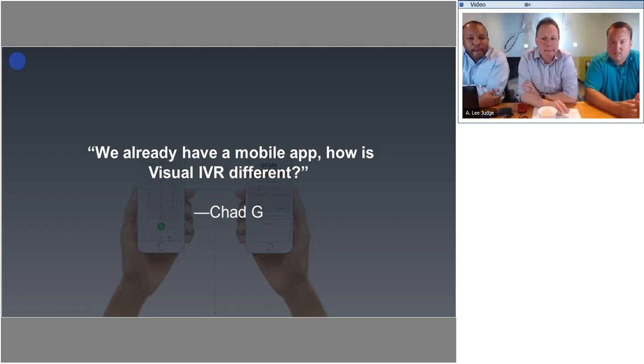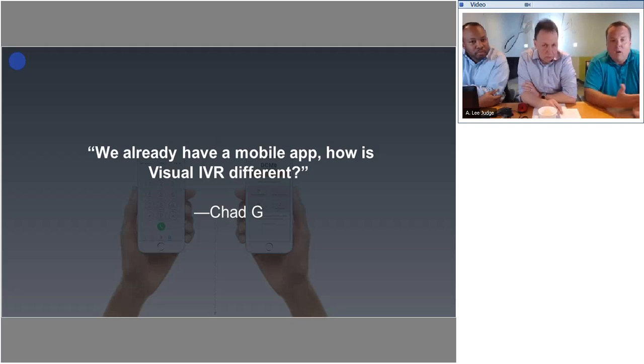We already have a mobile app, so how is Visual IVR different? So again, that's another question that we often receive. And in all honesty, if we compared functionality and use cases that you can implement in a mobile app versus Visual IVR, there isn't much of a difference. The difference does come in where we talk about adoption of these resources. So generally, and what we've seen with many of our customers is mobile adoption has grown over time, but it's still not where we want it to be.